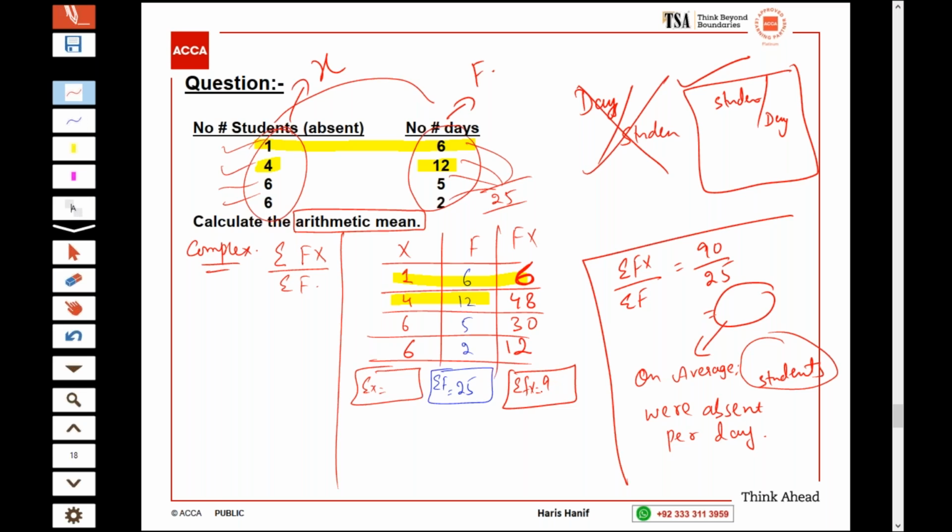Making a mistake ensures that I am not a robot as well. 96 over 25, that is 3.84. Students, just correct the figures. I mistakenly wrote the wrong figure. That is 3.84. But the concept is the essential thing to memorize. That is 3.84 students were absent per day on average. This is the mean calculation.